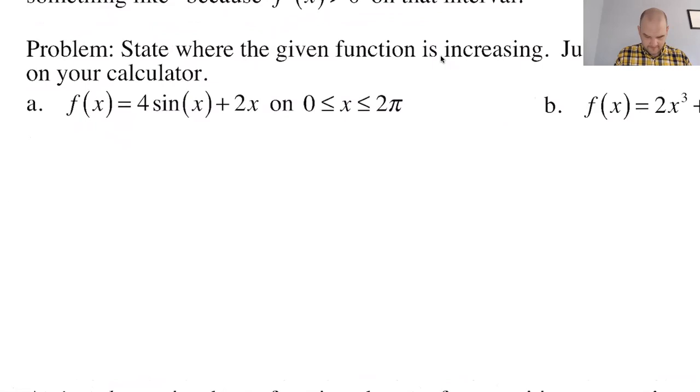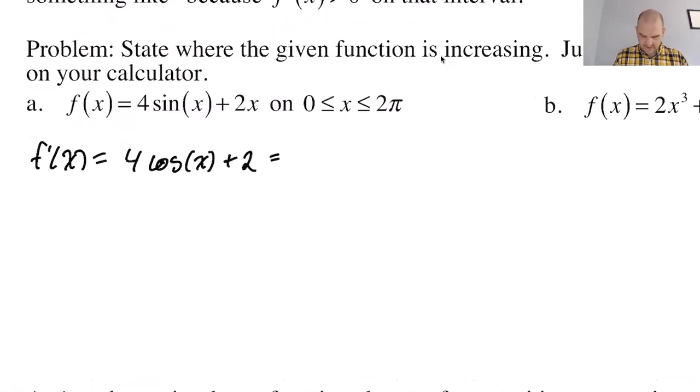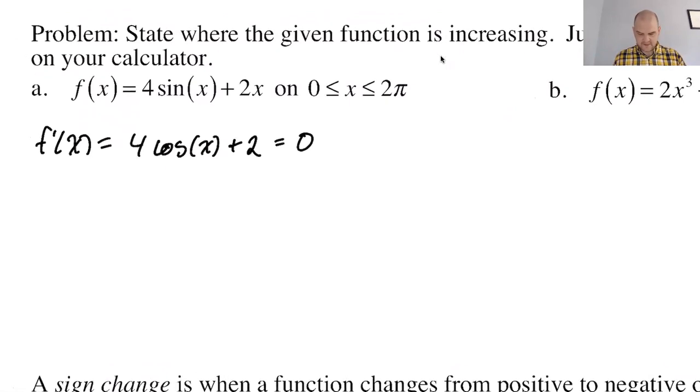So f prime is, all right, 4 times sine is just the constant multiple rule. Really, I need to focus on what's the derivative of sine. The derivative of sine I have memorized is cosine. So this will be 4 cosine. And then the derivative of 2x is 2. And I need to know when that equals 0. Okay, so where does that equal 0?